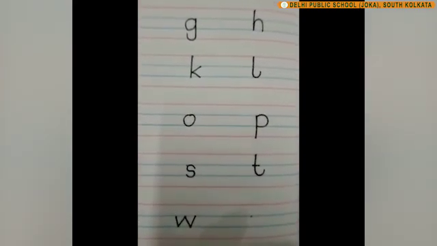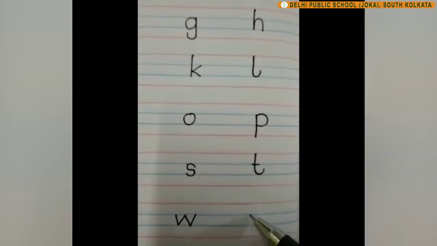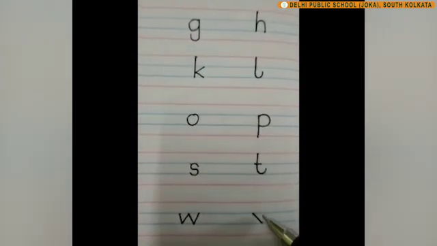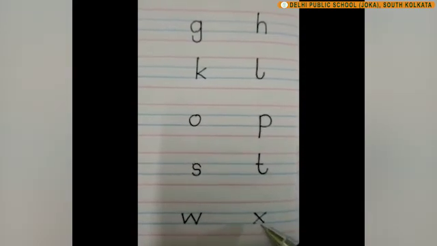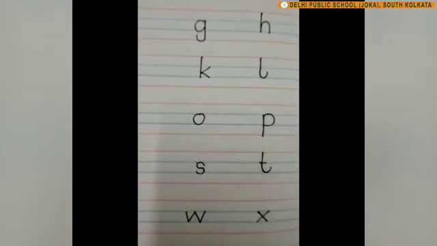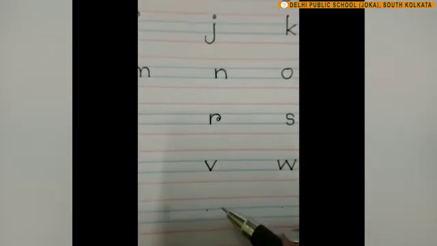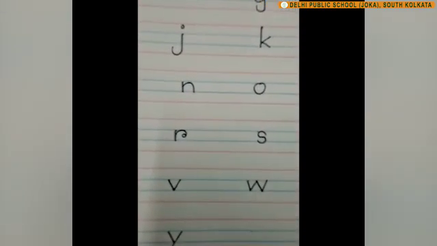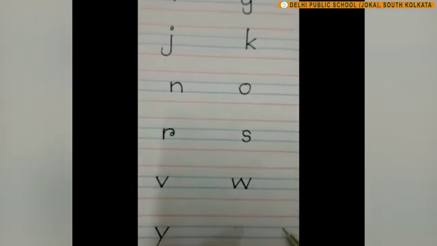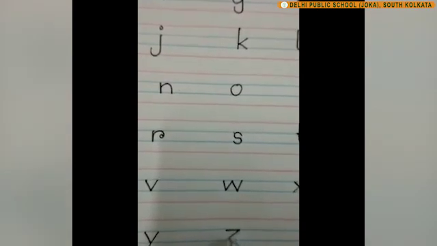Then comes X. Within the blue lines, slanting line this side, another slanting line this side, crisscrossing each other will give you X. Then comes Y. Within the blue line, a slanting line down, another long slanting line down to form Y. Then comes the last alphabet, that is Z. Within the blue lines, slipping line, slanting line, another slipping line.